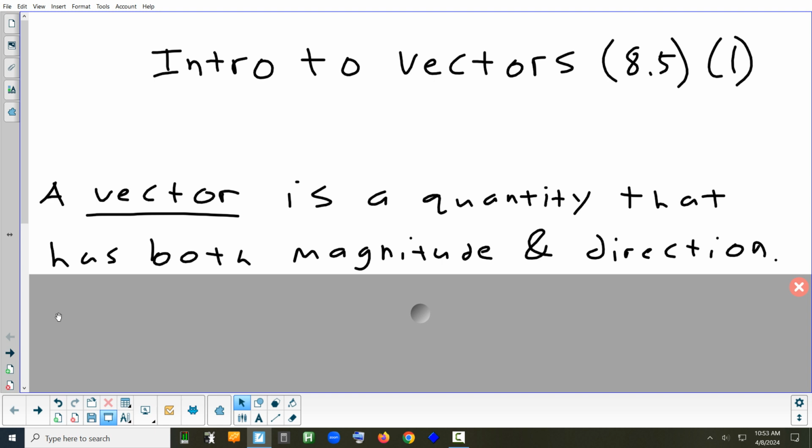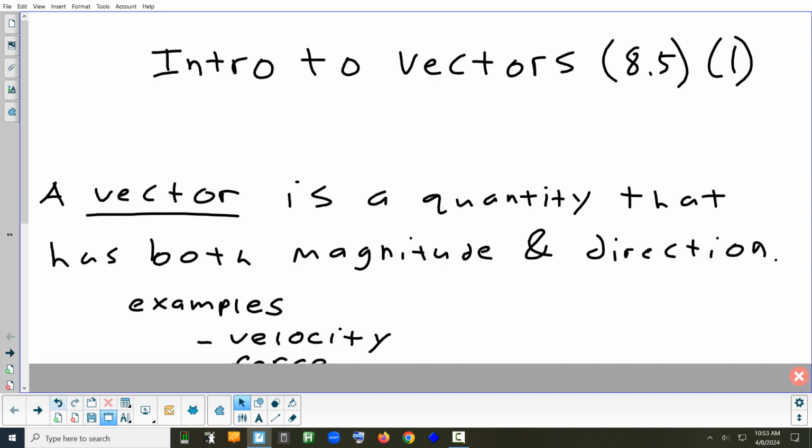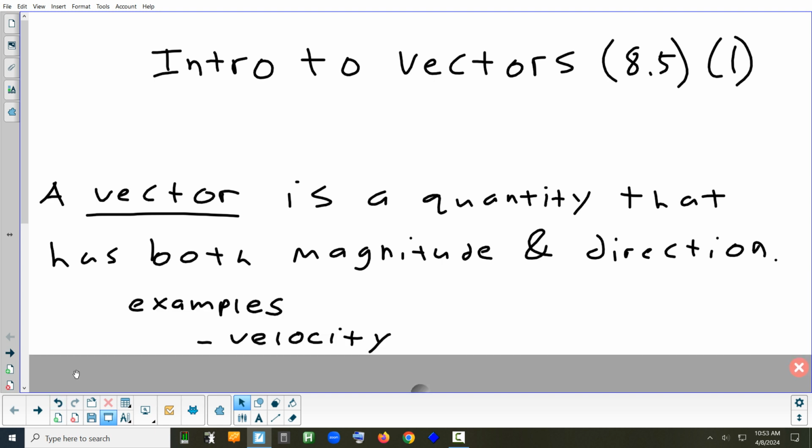Yeah? Like the velocity of it? So, and what do you mean by velocity? Like meters per second, like in that direction. Okay, so the speed of it and the direction of it. Yes, those would be the two things. And that's one example that we can use a vector for, velocity. Remember, velocity has two parts to it. How fast is it going? That's called the magnitude. And what direction is it going in?